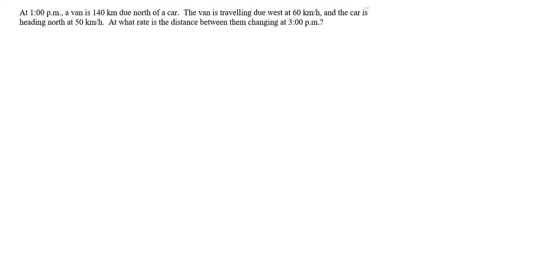At 1 p.m., a van is 140 kilometers due north of a car. The van is traveling due west at 60 kilometers an hour, and the car is headed north at 50 kilometers an hour. At what rate is the distance between them changing at 3 p.m.?